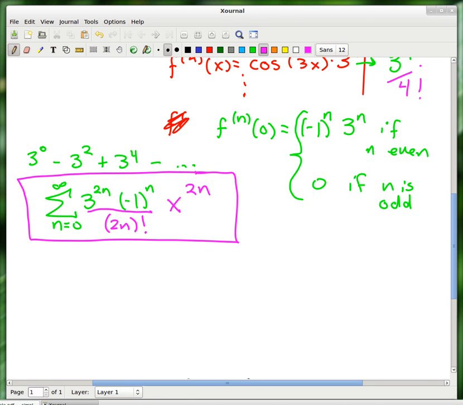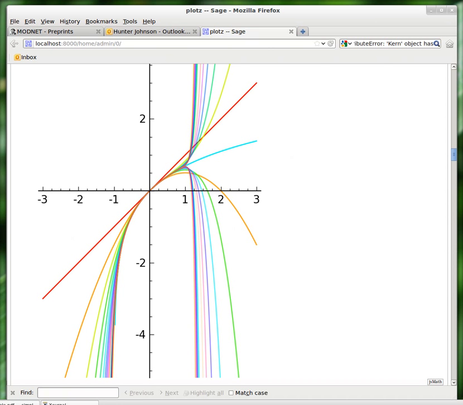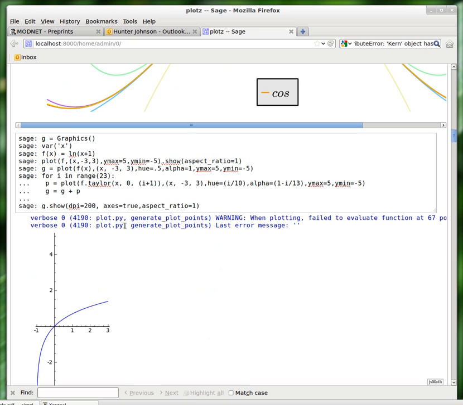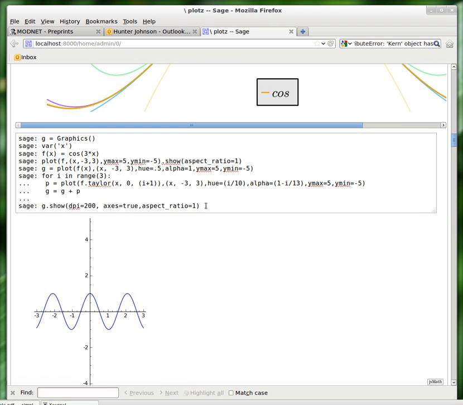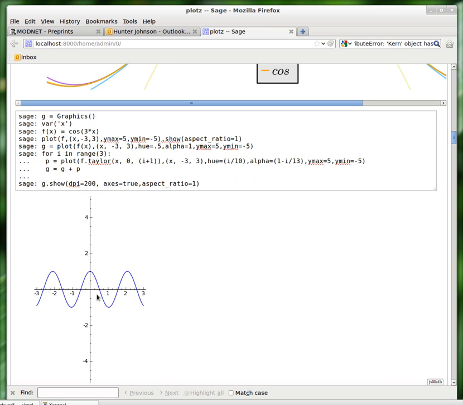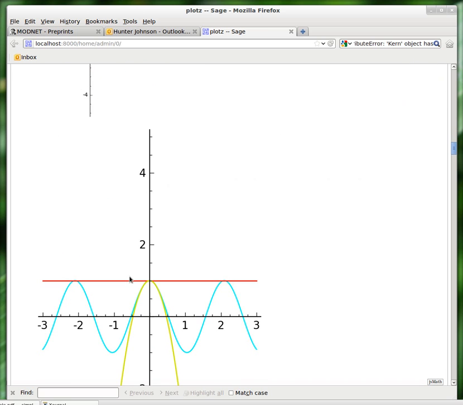So let's look at a picture. So change the function. Maybe we also don't want to do 23 derivatives. Maybe we'd be happy just to do 3 at first. And for the function here, let's put in cosine 3 times x. Alright, so evaluate. And this is what cosine 3x looks like, of course.